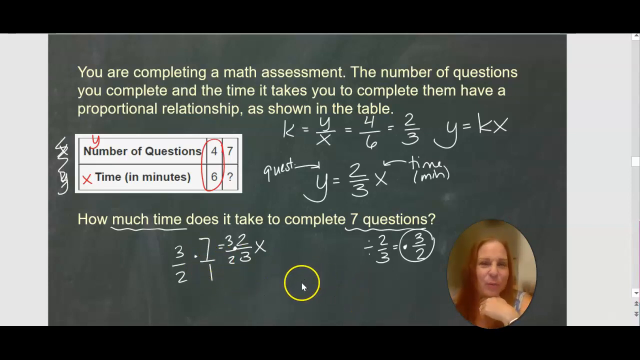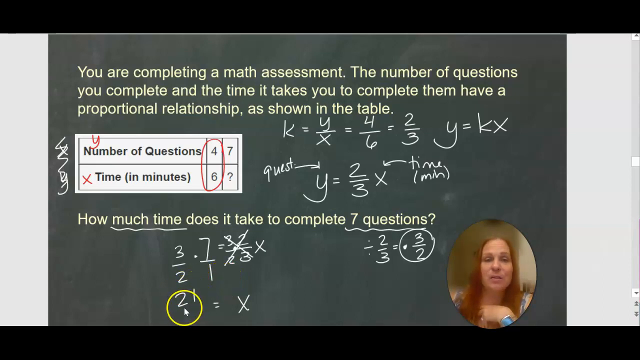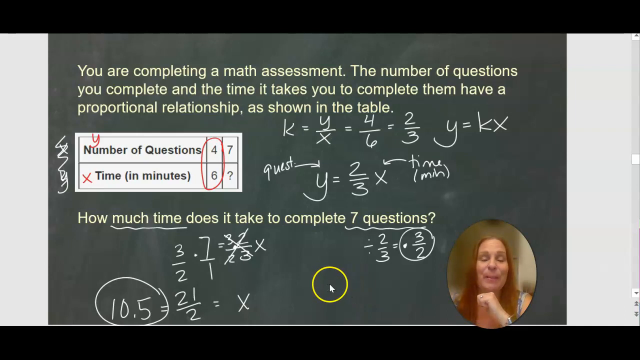Now notice I put the 7/1. It's just because I like them both to be fractions if they're going to be fractions. All right, so now that cancels out, right? That just gives me 6/6, which is 1. And then I do 3 times 7 on top, 2 times 1 on the bottom. That's going to be 21/2, which is 21 divided by 2 is 10 and a half. So it will take me 10 and a half minutes to complete 7 questions.